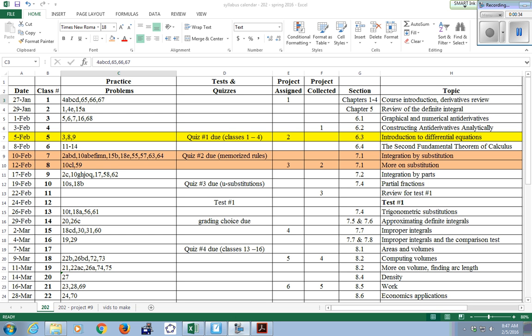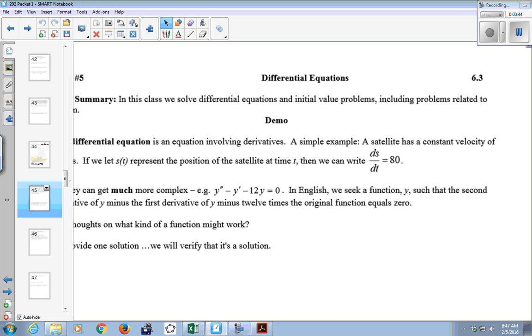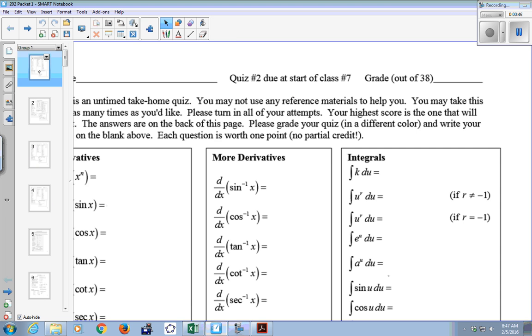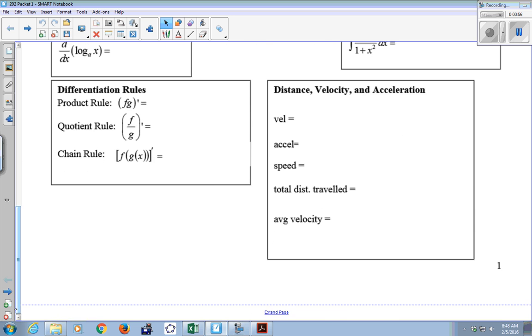Quiz 2 is coming up. The due date is going to be Wednesday next week, but you can do it any time. You have it now. It's at the front of your packet. Quiz 2 is your memorized rules. It's like a self quiz. Do you know all the derivative and antiderivative rules? And you even have the answers.